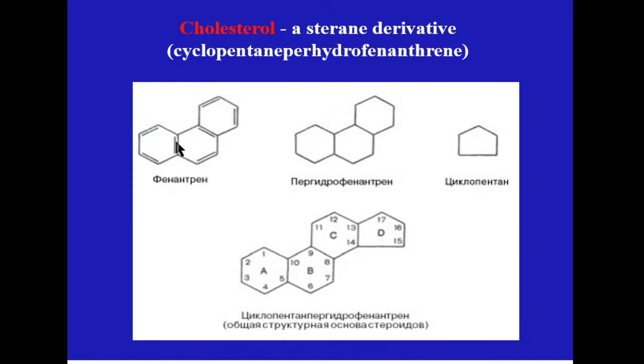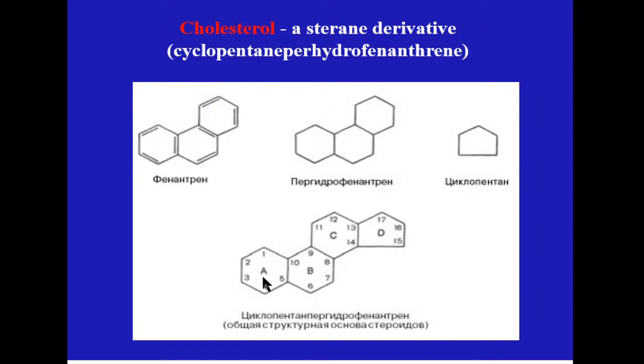Phenanthren, these are 3 dehydrogenated benzol rings combined. Perhydrophenanthren means that it is saturated, all the cycles are saturated, and cyclopentan is a saturated cyclic hydrocarbon structure. When they are combined this way, we are obtaining steran.